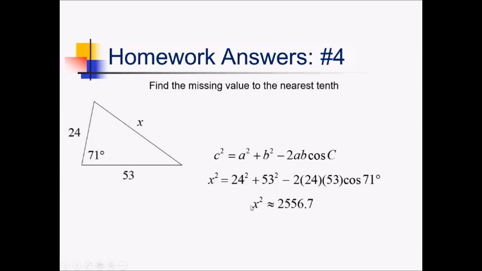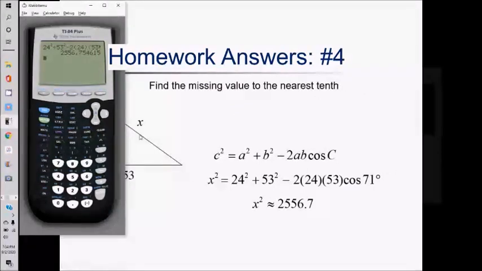But now we have to take the square root of all that to get x. So let me just do square root, and then I'll just arrow up to my output that I just got. That's that right side we found. Press enter, and that's 50.6.